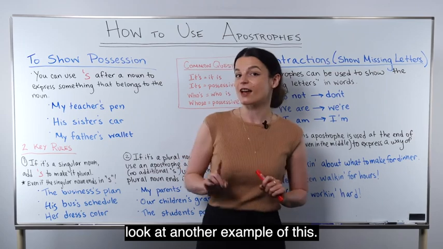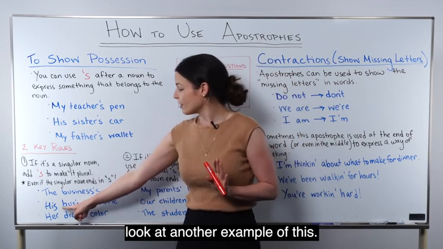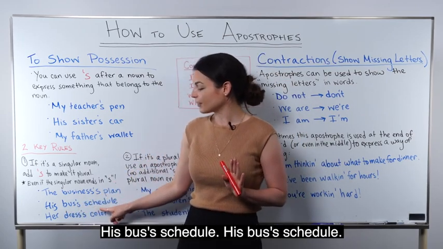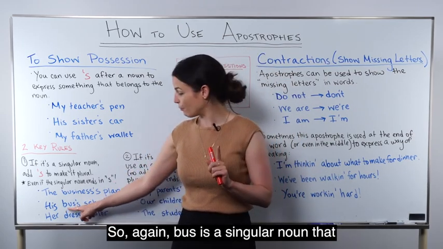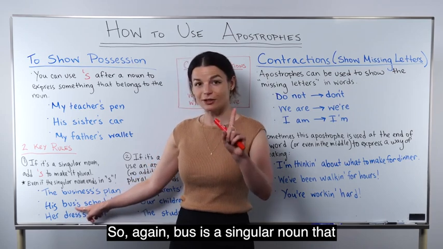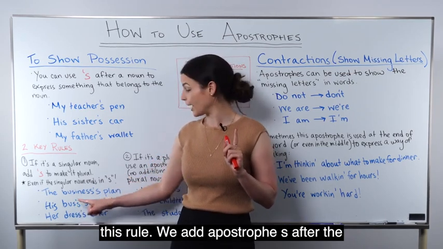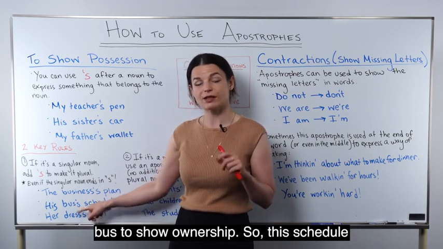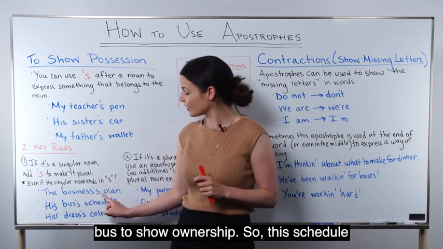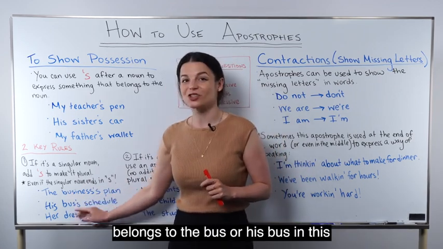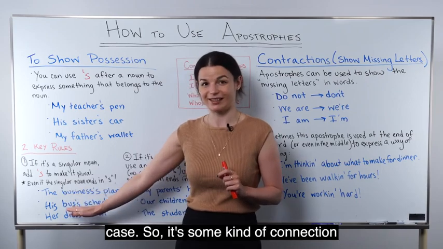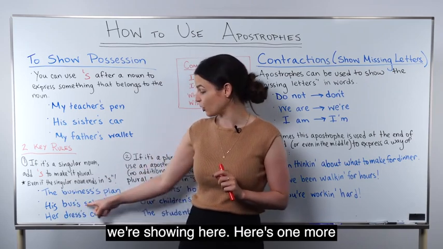Let's look at another example of this. His bus's schedule. Again, bus is a singular noun that ends with S. We still have to follow this rule. We add apostrophe S after the bus to show ownership. So this schedule belongs to the bus, or his bus in this case. It's some kind of connection we're showing here.